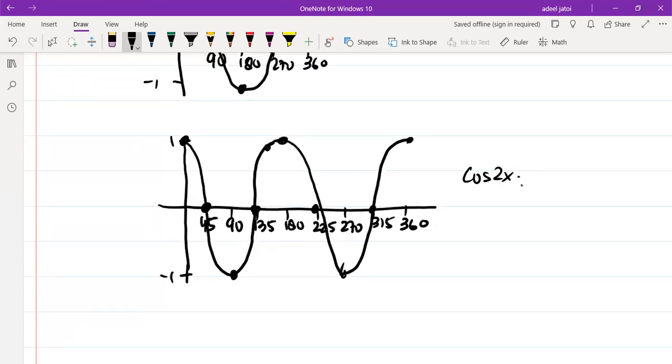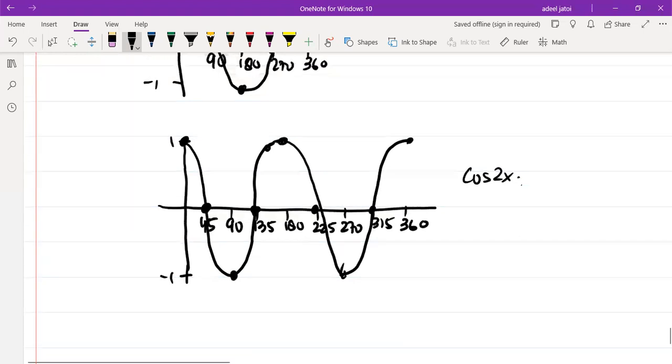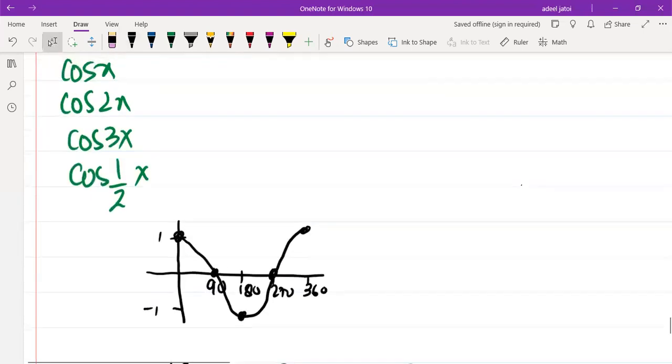360. Now, depending upon its range, the question can actually give us a range from 0 to 180. That means you will only be creating one cycle. If the range is from 0 to 360, you will be creating 2 cycles. If the range is from 0 to 270, then obviously you're going to create one cycle and half of the other cycle. So that will depend upon the range itself.